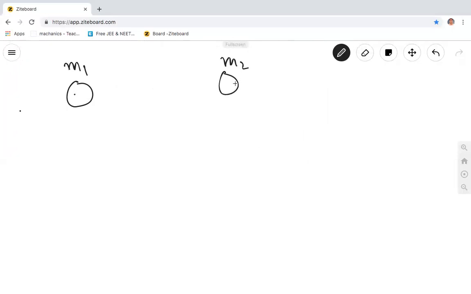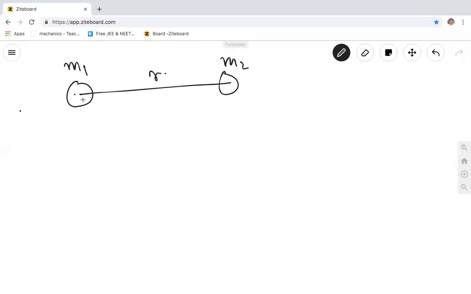Maybe sun, maybe star, maybe earth. This is earth, this is sun. Maybe this is a mass of 10 kg, this is a mass of 20 kg. Maybe this is something in space, maybe this is another thing in space, provided both have masses, right? And these are the center to center distances.